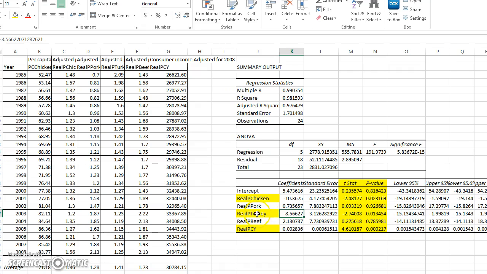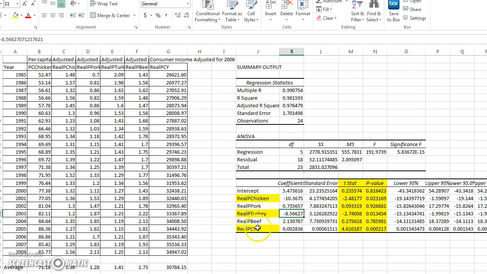So we should not include the real price of turkey in this case, because the sign here does not make sense. This negative sign means two complementary products. We want this sign to be positive to show turkey and chicken are substitutes, but in this case it is not true. We found them to be two complementary products, so we need to take off the real price of turkey in our next estimation because it does not make economic sense.